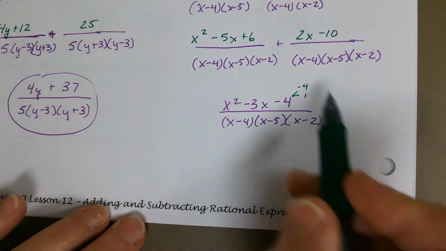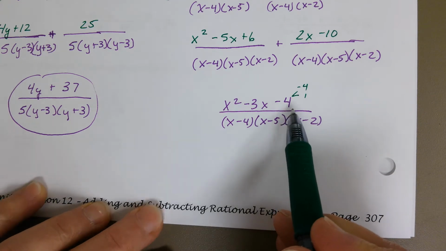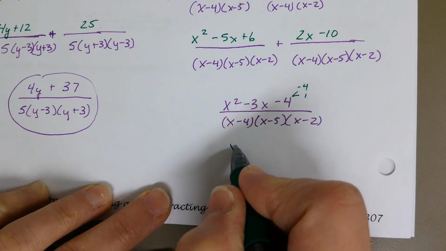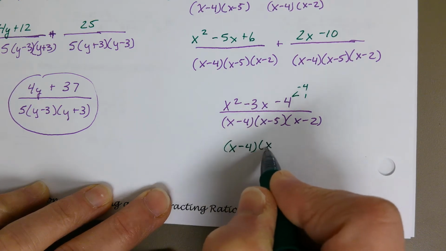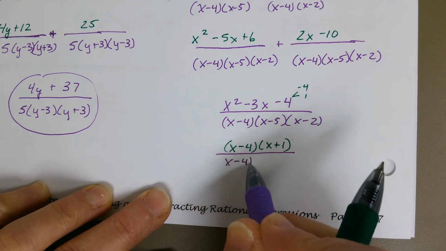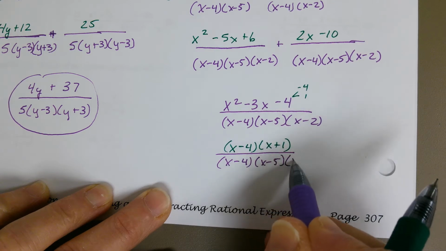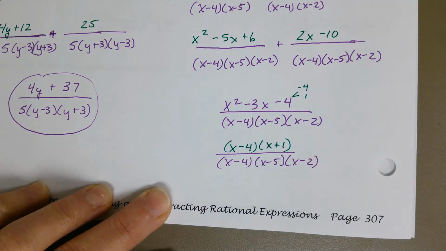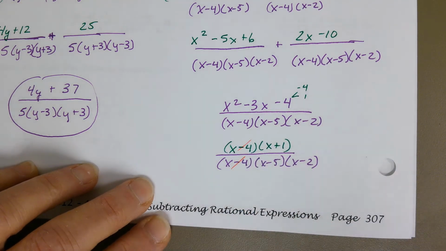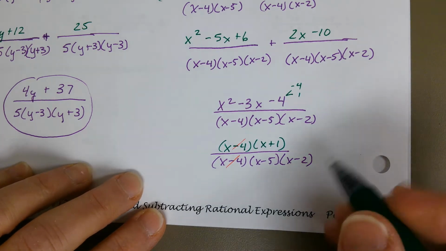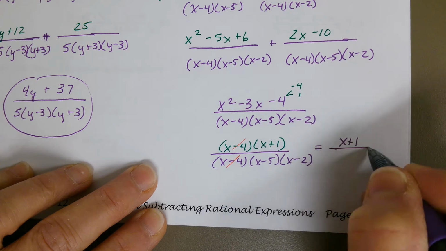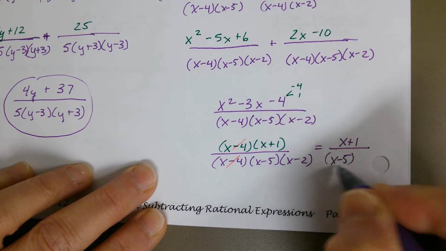Now that we have a single fraction, we need to see, can we simplify or reduce this fraction? Okay, so the numerator factors into x minus 4 times x plus 1. The denominator is still our x minus 4 times x minus 5 times x minus 2. And now we see that the x minus 4s are common to numerator and denominator. They divide out. Our simplified answer is x plus 1 over x minus 5 times x minus 2.